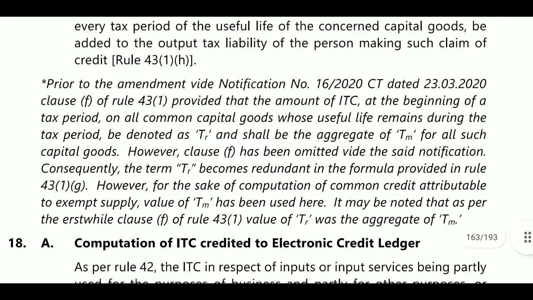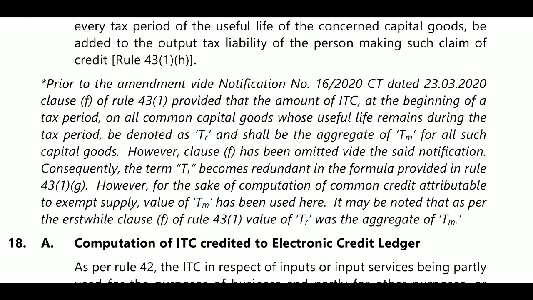Next, prior to the amendment by notification number 16/2020 dated 23/3/2020, Clause F of Rule 43 provided that the amount of ITC at the beginning of the tax period on all common capital goods whose useful life remains, to be denoted TM, shall be aggregated for all such capital goods. However, Clause F has been omitted now. Consequently, the term TR becomes redundant in the formula. However, for the sake of computation of common credit attributable to exempted supplies, the value of TM has been used here.